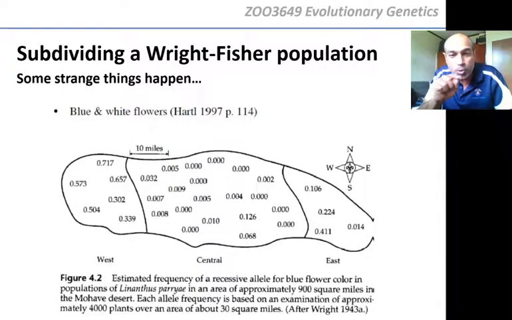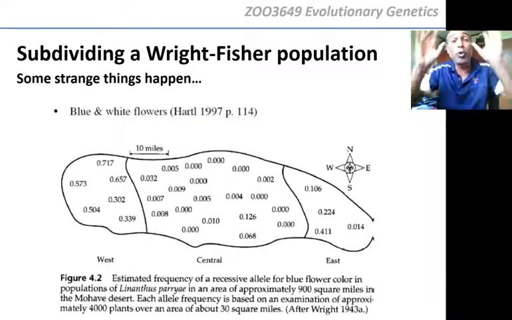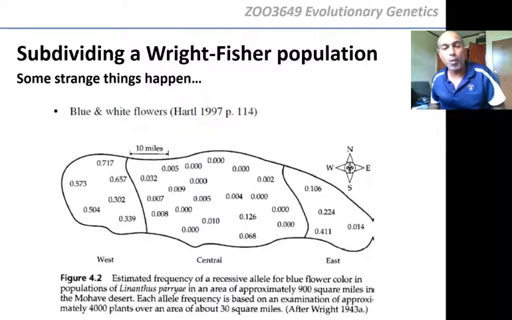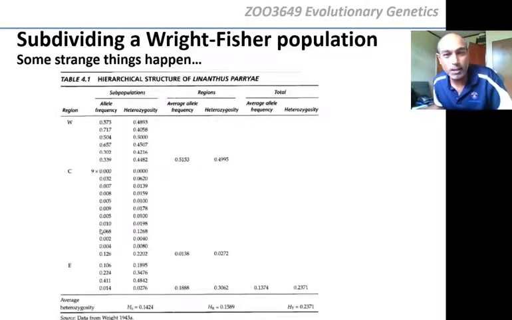Heterozygosity at the individual population, the region, west, central, and east, and then the total population, for the whole Mojave Desert. So what did Wright figure out when he divided it into these 3 hierarchical levels? Look at this table here, guys.